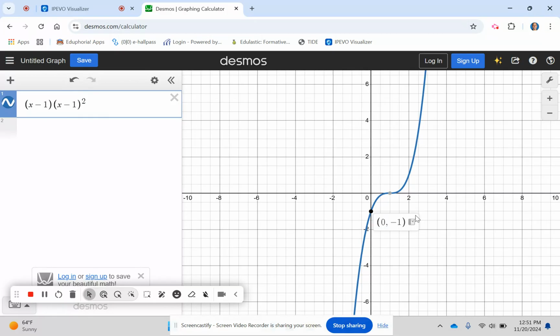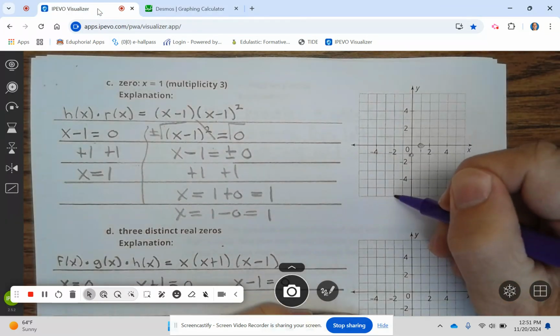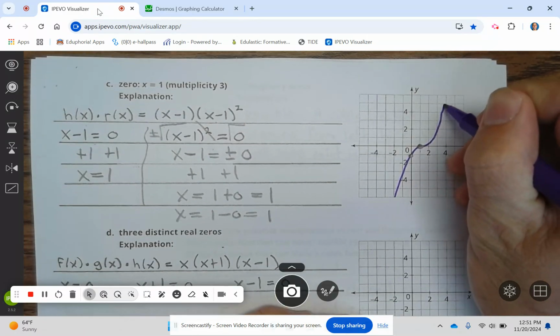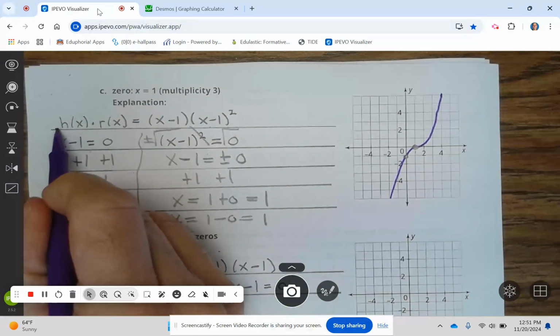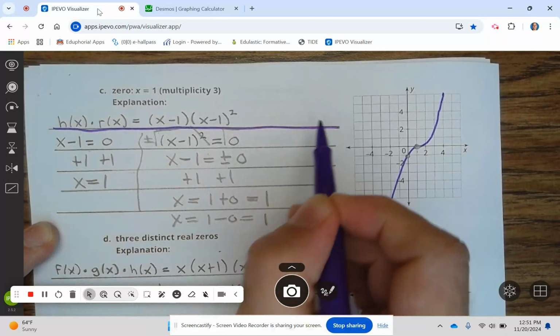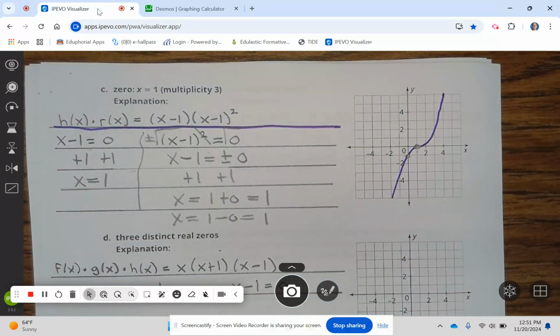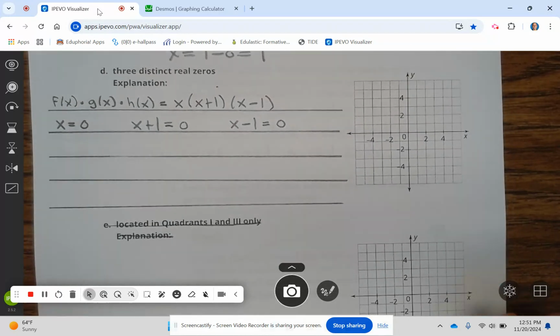Okay, we're going to use a point 0, negative 1. So we come up and like so. All right, go and finish up 1C. Well, let's take a look at D.